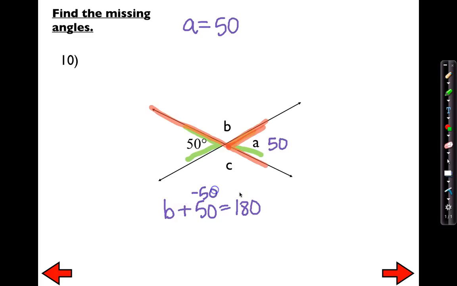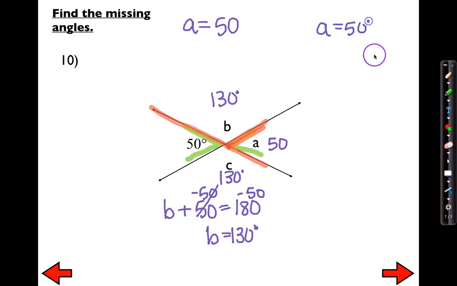Let's do the inverse operation. And we can see that B equals 130 degrees. So guess what? B and C are vertical angles, so there's not much more work that I need to do. I can go ahead and claim that C is also 130 degrees. But if you wanted to repeat the supplementary angles, you would have gotten the same answer regardless. So my final answer is A is 50 degrees, B is 130 degrees, and C is also 130 degrees as well.